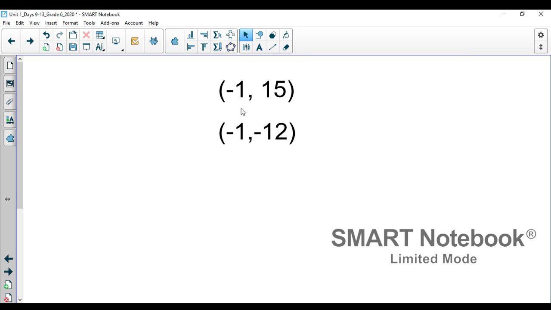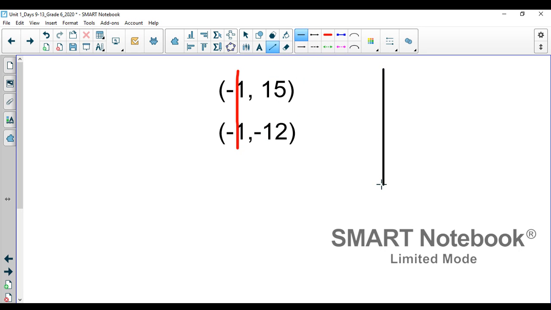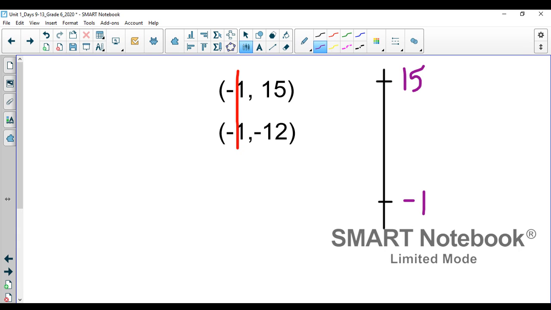When we look at this, I see that my x points are the same. So those aren't going to be relevant to finding how far apart they are because they're both going to have negative 1 as the x coordinate. Where they're different is in our y coordinates. So really what we're trying to do is find how far apart positive 15 and negative 12 are. And somewhere in here is going to be 0.